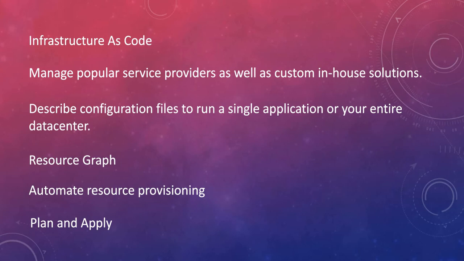Plan and apply. Terraform has two stages, plan and then apply. What does plan do? The plan gives you an execution plan that would be used for provisioning the infrastructure. So you would be able to take a look at the plan before it is provisioned, so that you won't have any surprises when the infrastructure is provisioned. And then the apply would actually provision the infrastructure based on the plan that you saw in the previous stage.